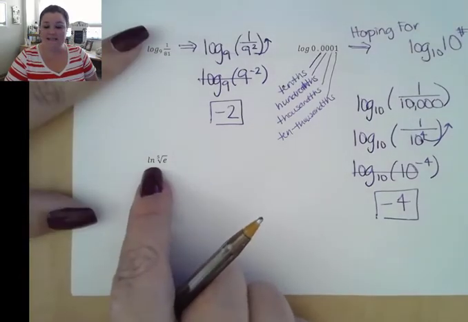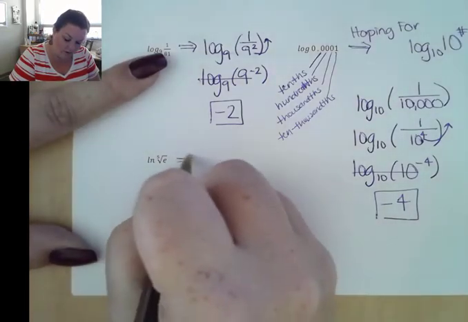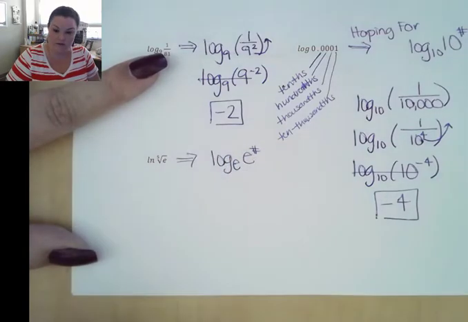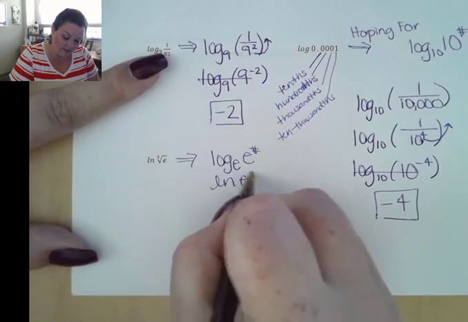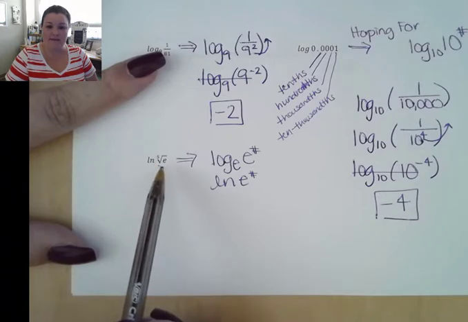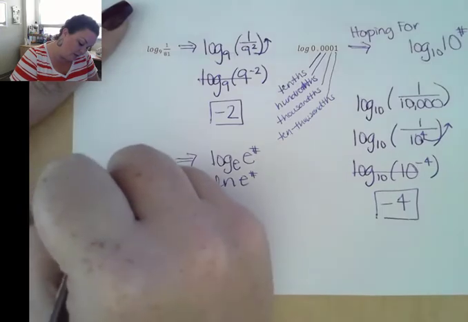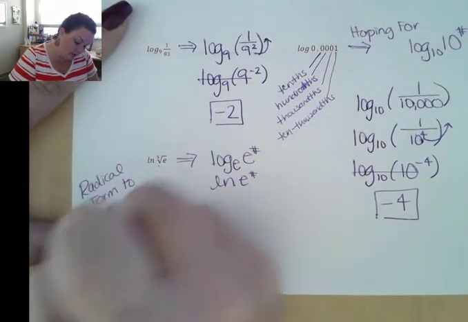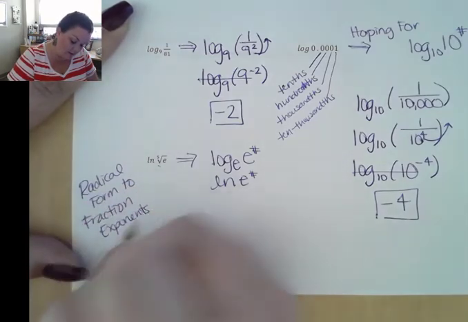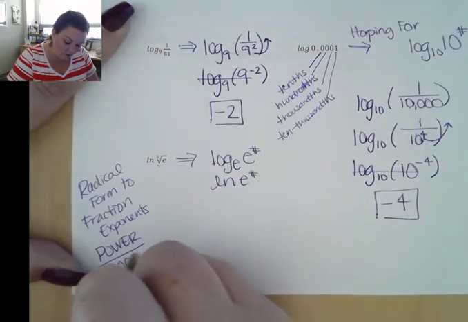All right, so this is ln. This is our natural log. Remember, natural log is base e. So what we'd really like to have is log base e of e to some power, right? Or ln of e to some power. That way these cancel. So I need to be able to write this as e to some power. And right now it's written in radical form. So remember, we can change it from radical form to fractional exponents by doing our power over our root.